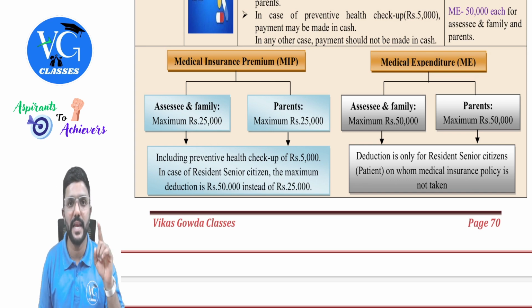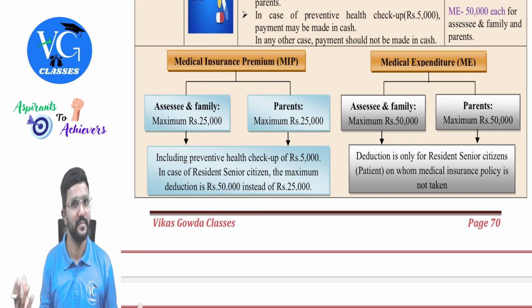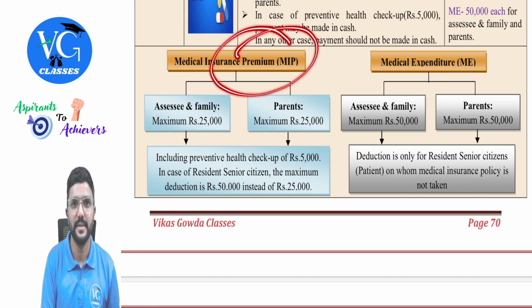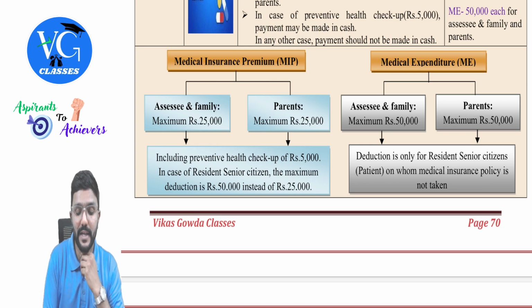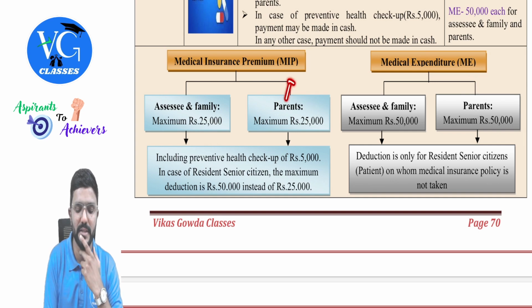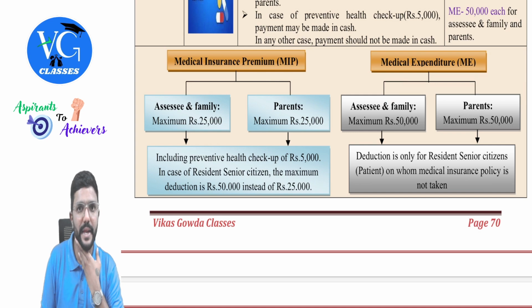Is that clear, guys? For the same person, you cannot claim this as well as this. So it will be either premium or expenditure, any one. Got it? Because for those in whose name the policy is there, the deduction for medical expenditure will not be allowed, guys. Got it? Whereas there can be a case where father is covered here, mother is covered here. Can it be? Yes. Or else, can it be vice versa? For example, mother is covered here, father is covered here. Yeah, it can happen. And the same way, assessee is covered here, family is covered here. It can happen.